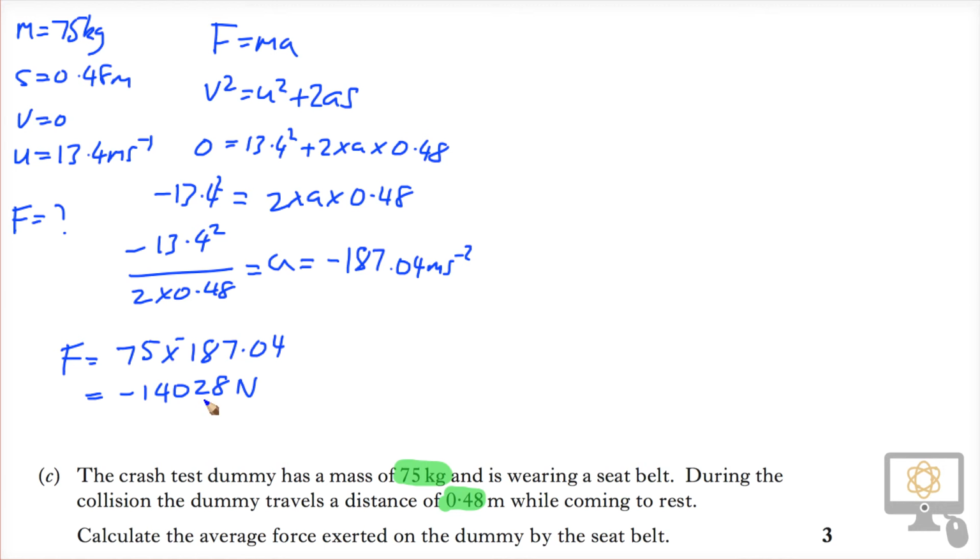Now bear in mind, just before we finish here, that we wouldn't get full marks for that because it's 3 more significant figures than any of the values in the question, which are just 2 sig fig. So we should write our answer to 2 sig fig. So we can write it as 14,000 newtons, or we can write it as 1.4 times 10 to the 4 newtons.